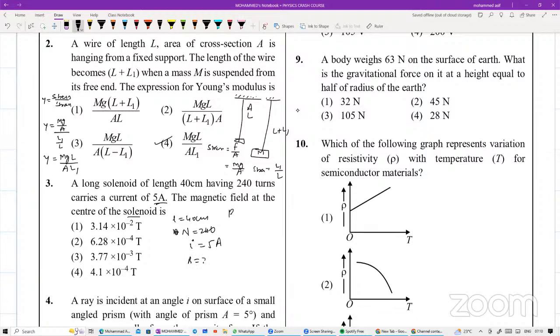Magnetic field of the solenoid का formula क्या है बेटा? B is equals to mu naught into n into I. n का formula क्या होता है याद है आपको? n is equals to total number of turns per unit length. So mu naught की वैल्यू 4 pi into 10 to the power of -7 into n, that is 240 divided by 40 into current, which is 5. इसको कर लो आपका आंसर आ जाएगा. Then चलो.